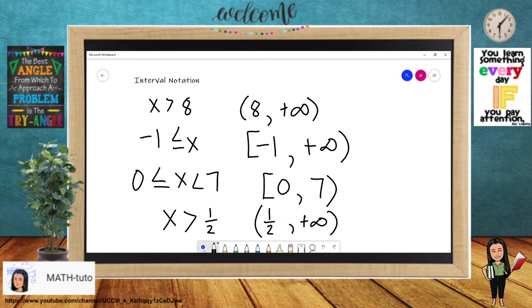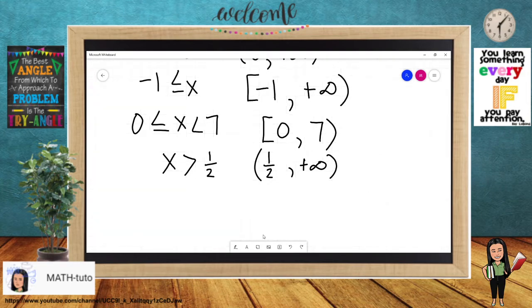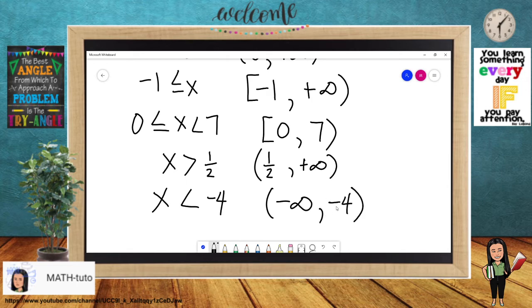Sige, let's have some more examples. Ito, x is less than negative 4. Less than negative 4, ibig sabihin nun, mas mababa pa sa negative 4, papunta na tayo sa negative infinity. Negative infinity ang uunahin natin, and then negative 4, parenthesis pareho.